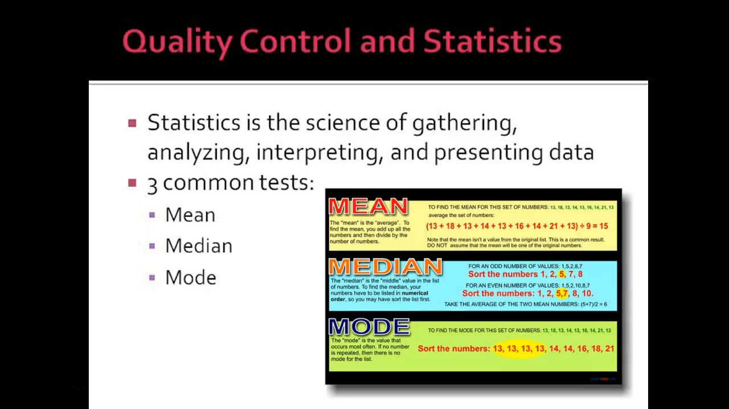We also look at statistics. Statistics is the science of gathering, analyzing, interpreting, and presenting data. Here are 3 tests that we do, and you're going to have to be familiar with these: mean, median, and mode. The mean is the average. You're going to add up all of the numbers and divide by the number of numbers that are there to give you the mean. The median is the middle. Okay, so you sort the numbers and you find the ones in the middle. The mode is the number that occurs most often.